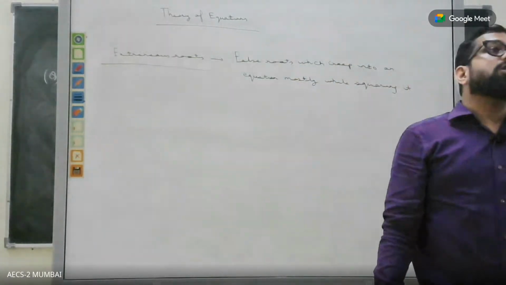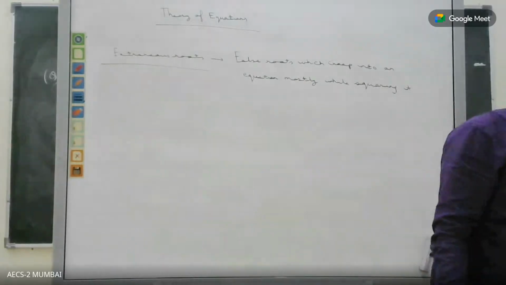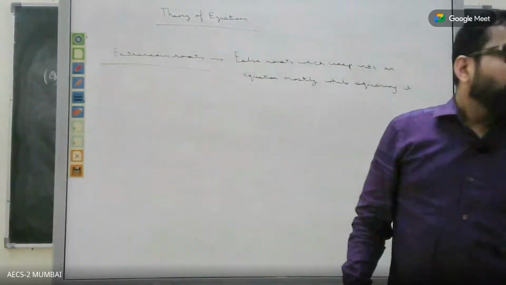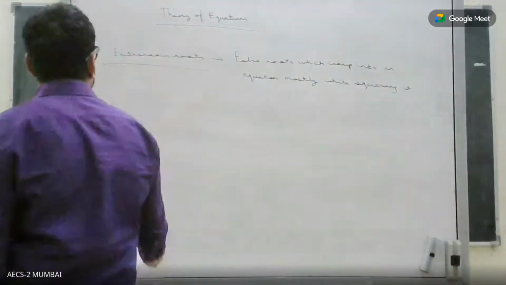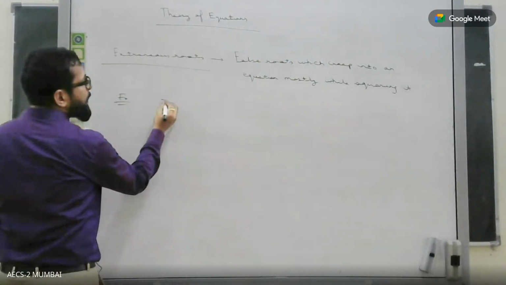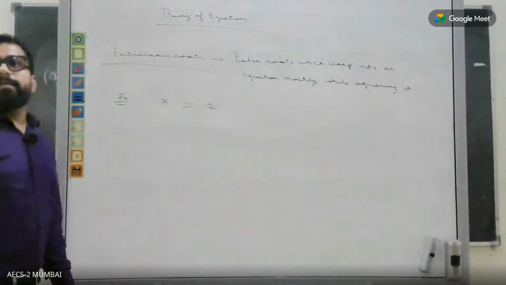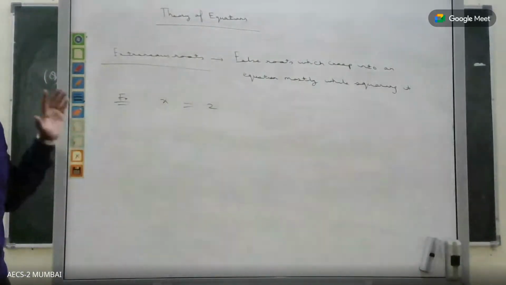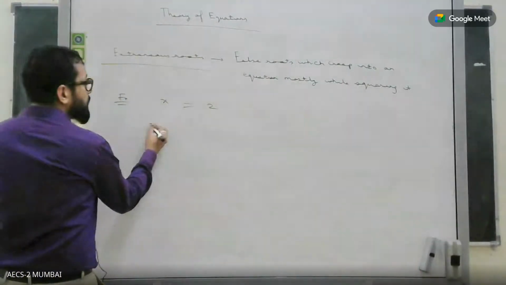False roots which creep into an equation mostly by squaring it, right? Okay. For example, I'm giving a very simple example, a very basic example. Suppose my equation is x equal to 2. It's a trivial equation, right? By squaring the equation x equal to 2, what will I get?